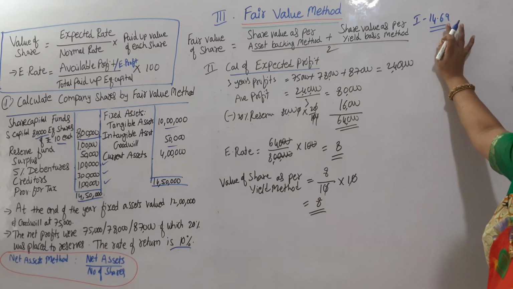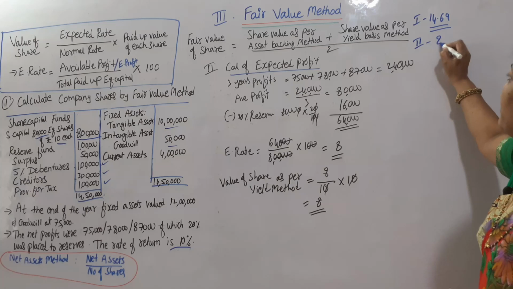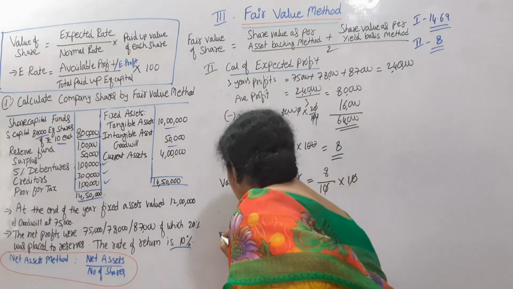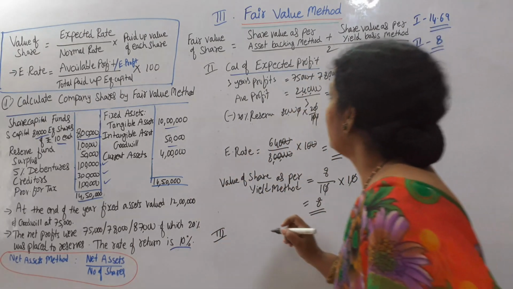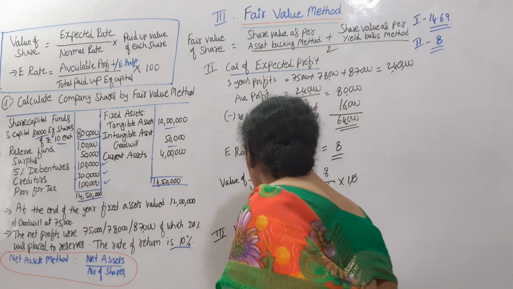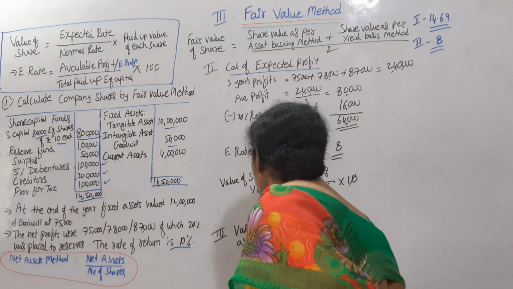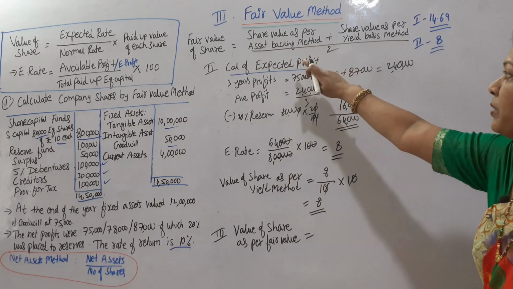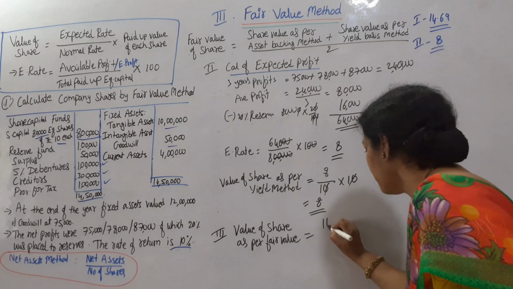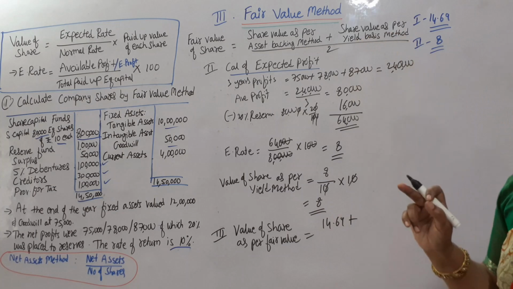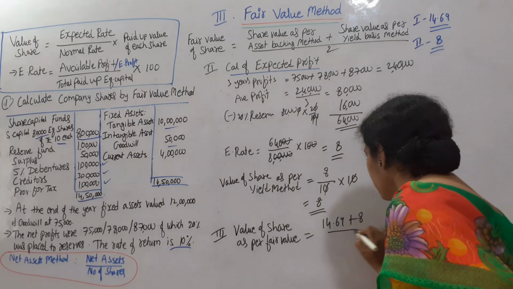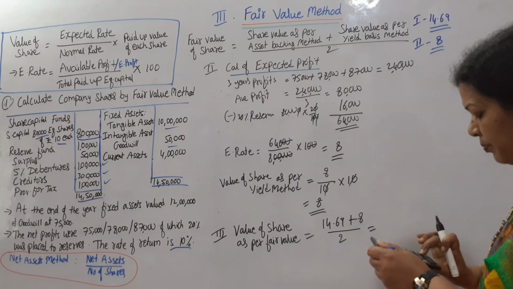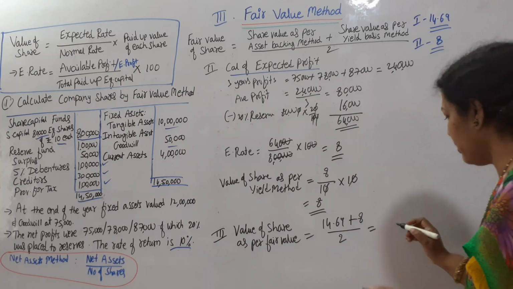So, as per the first method, asset backing method, 14.69. Now, as per the second method, 8. Now, fair value method, average of these two. First we will write the formula. Value of share as per fair value: share value as per asset backing method, that is 14.69, plus share value as per yield basis method, you got 8, divided by 2, average. So, if you calculate 14.69 plus 8 divided by 2, it is 11.34.